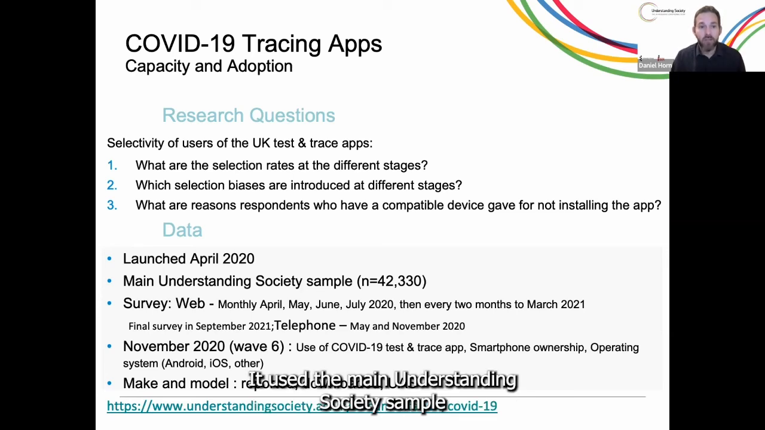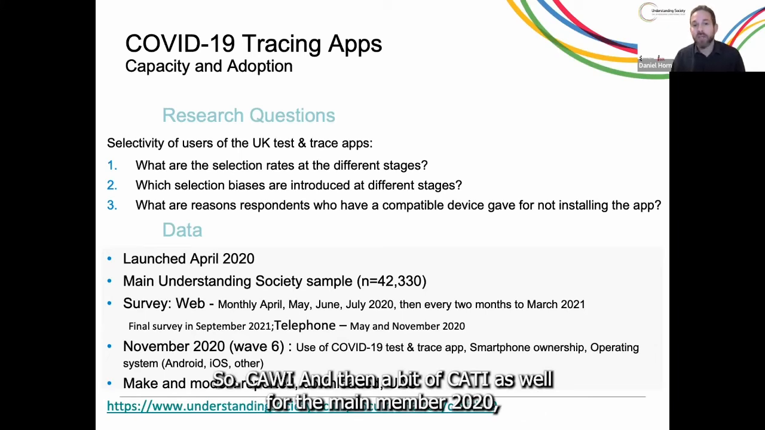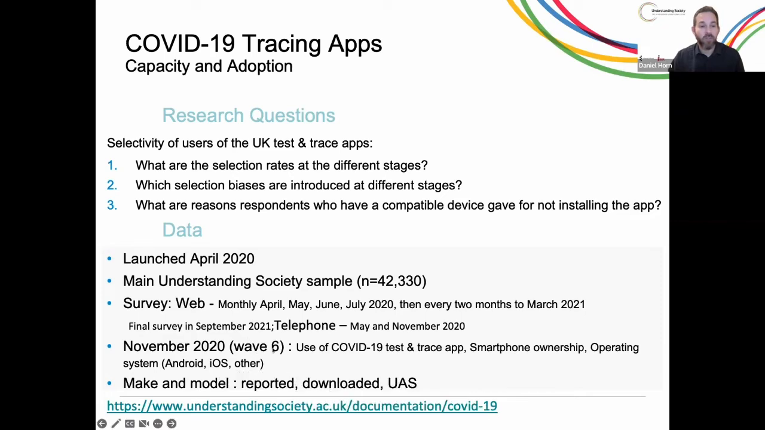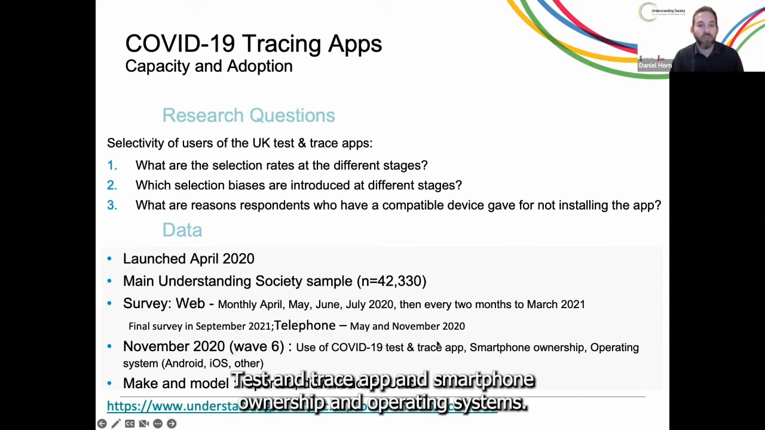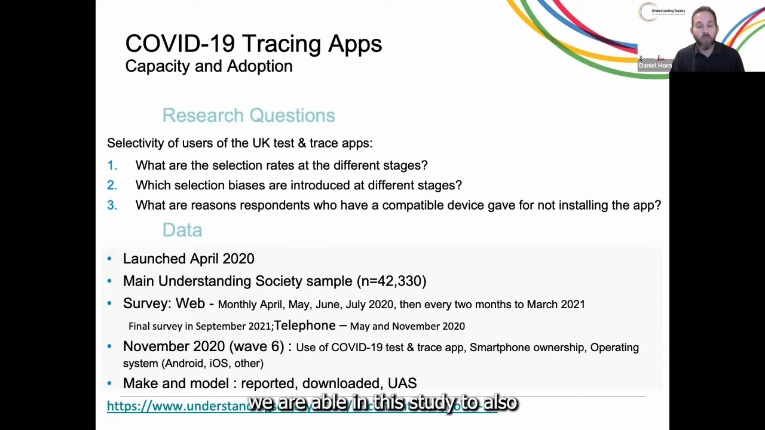Now, this was launched in April 2020. It used the Understanding Society sample, and was primarily conducted via web, so CAWI, and then a bit of CATI as well for the May and November 2020 parallel survey conducted next to the web survey. We used the November 2020 Wave 6 data, and primarily focus on the COVID test and trace app and smartphone ownership and operating systems as our main variables of analysis.